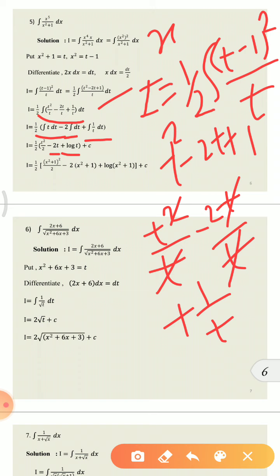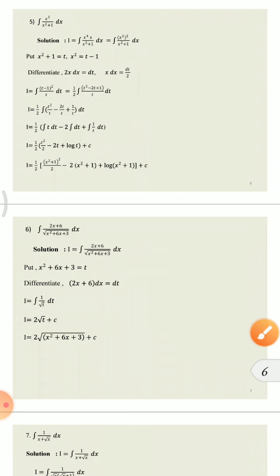Plus c. That means half into, putting the value of t as x square plus 1, x square plus 1 the whole square upon 2, minus 2 into x square plus 1, plus log of x square plus 1, plus c. That means the integration of x raised to 5 upon x square plus 1 dx is equal to half into the bracket x square plus 1 the whole square upon 2 minus 2 into x square plus 1 plus log of x square plus 1, bracket complete, plus c.